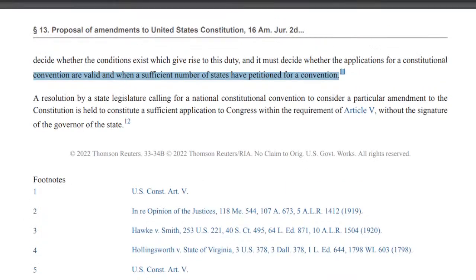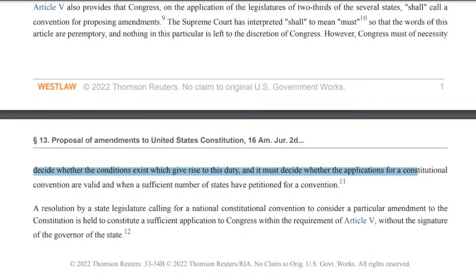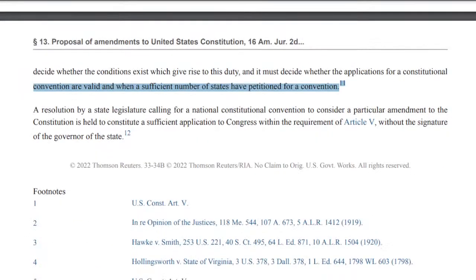So, who's deciding on this? The Supreme Court has interpreted this to mean shall. Congress must, of necessity, decide whether the conditions exist which give rise to the duty, and it must decide whether the applications for a constitutional convention are valid when a sufficient number of states have petitioned for a convention.